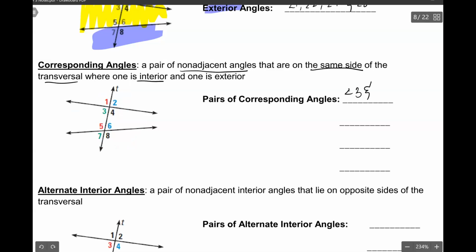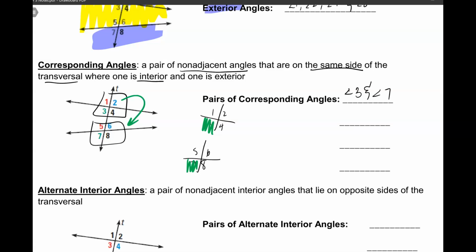So I said 3 and 7. If I take this part, 1, 2, 3, 4, and then I take this intersection, 5, 6, 7, 8, they're both in the bottom left corner. They're both in the same relative place. If I would overlay these two intersections on top of each other, they're both in the southwest corner of our intersection. So in the same relative location. The other angles we have are 2 and 6, 1 and 5, and 4 and 8.